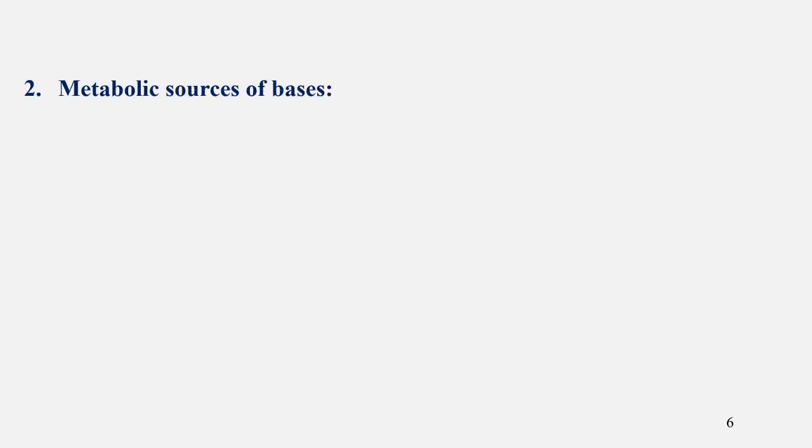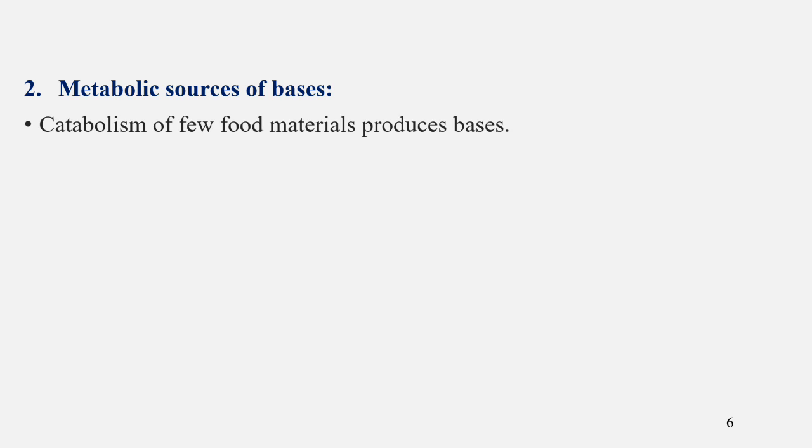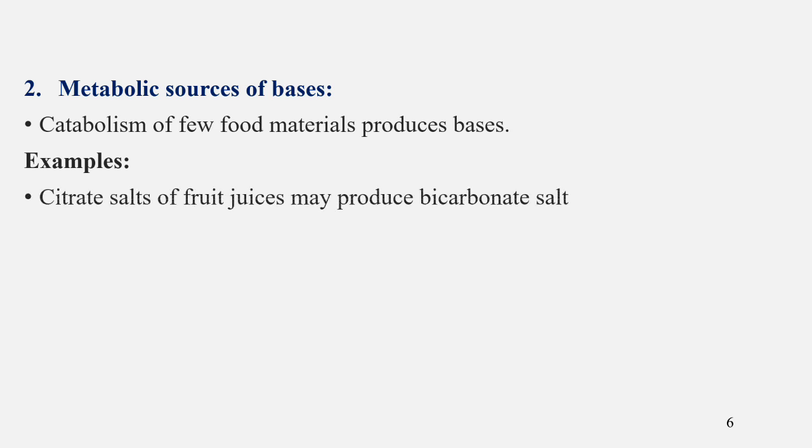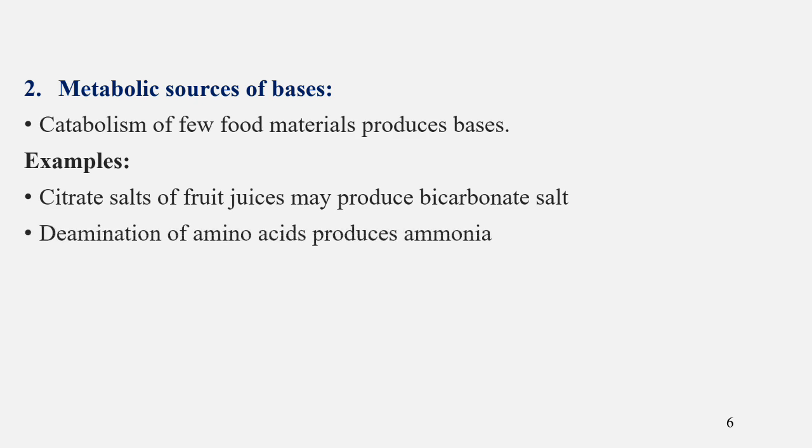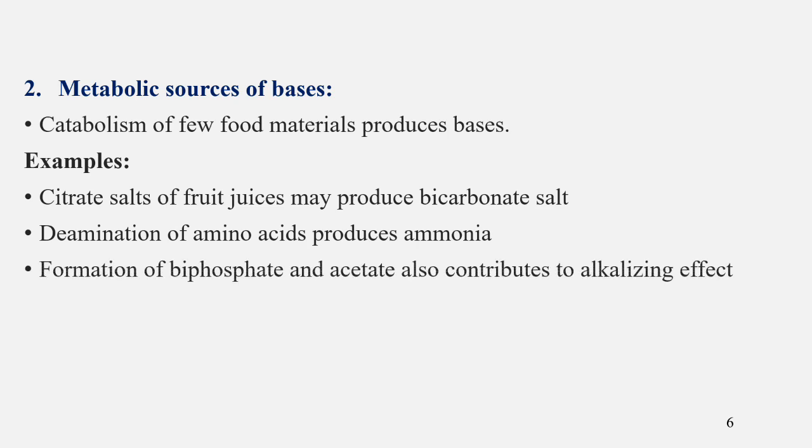Next, metabolic sources of bases. Catabolism of a few food materials produces bases. For example, citrate salts of fruit juices may produce bicarbonate salt, and deamination of amino acids produces ammonia. Then formation of phosphate and acetate also contributes to the alkalizing effect.